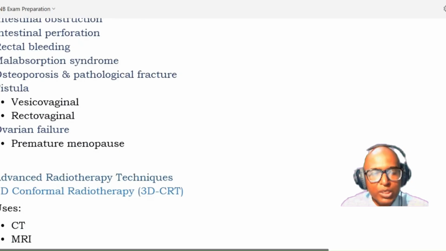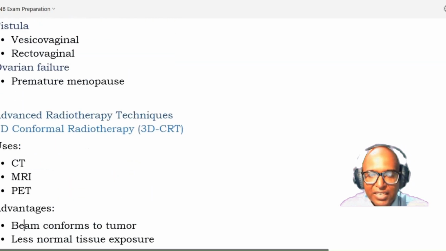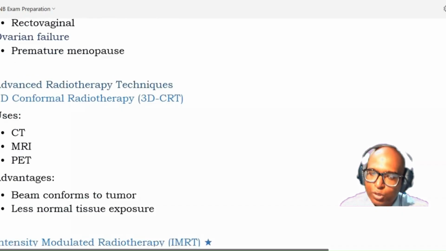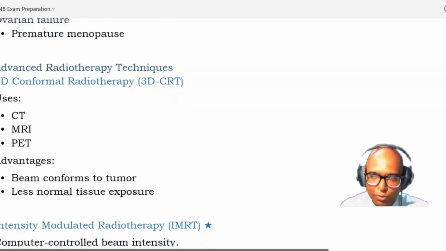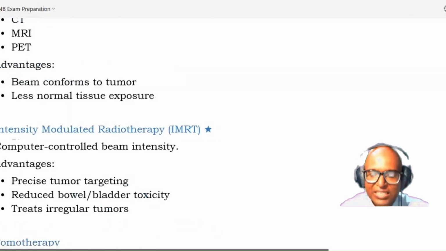Now something about the newer techniques or the advanced radiotherapy techniques, in which you have 3D conformal radiotherapy, that is 3D CRT, that uses CT scan, MRI, PET. The advantage is that the beam conforms to the tumor and there is less normal tissue exposure. Okay, then another is intensity modulated radiotherapy, that is the IMRT.